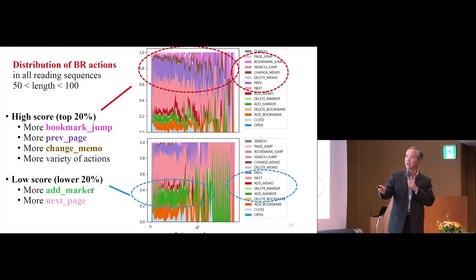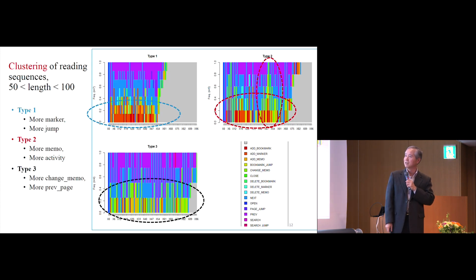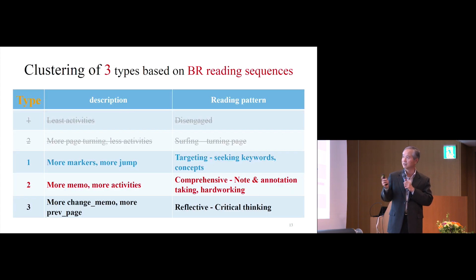You can see that for the high scores, most of their BookRoll activities are bookmarking, jump, previous page, and change memos. And for lower scores, they just add markers. We further classify them into 3 types based on the reading sequences, and this is the result. Basically, this 3-class clustering is similar to the previous one. So we classify them as targeting, comprehensive, and reflective.